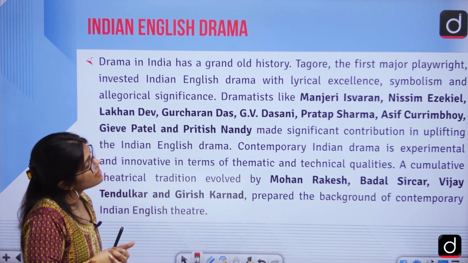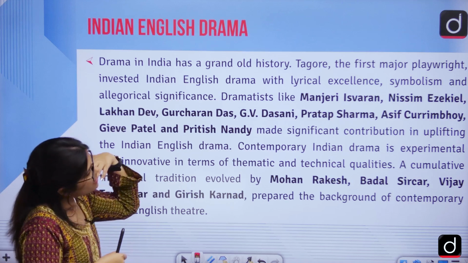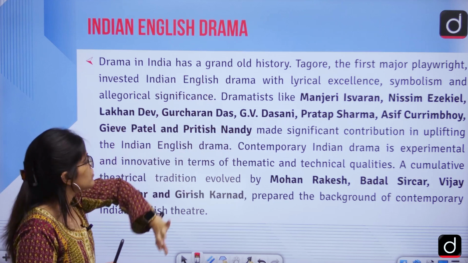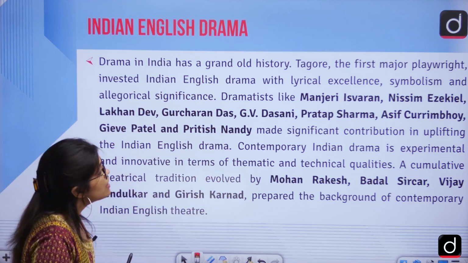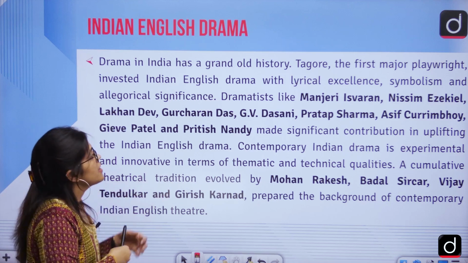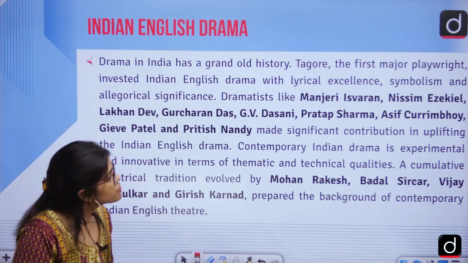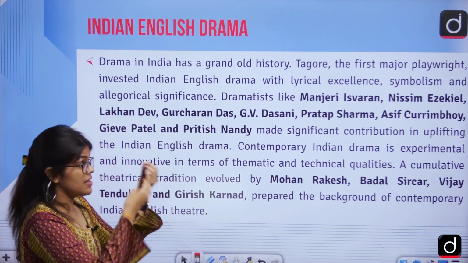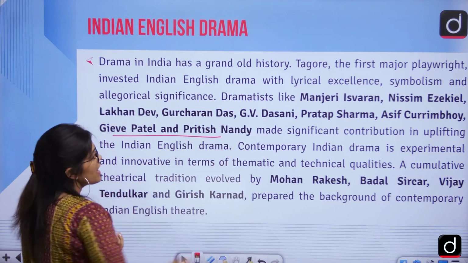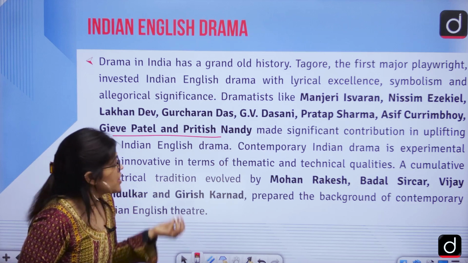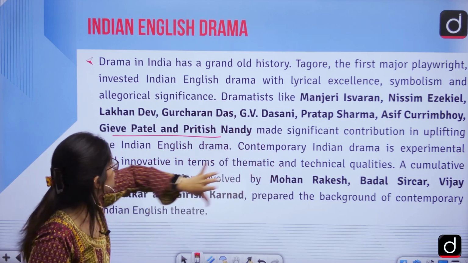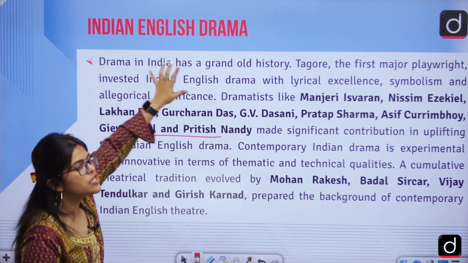You should know that there are some dramatists that played a very important role initially, and now there are some contemporary writers as well. So you should be very clear that there is Gurcharan Das, there is J.V. Desai, there is Pratap Sharma, there is Asif Currimbhoy, there is Nissim Ezekiel, G.V. Patel, there is Partap Sharma, right? So these are the writers that made a very significant contribution in the history of Indian English drama.